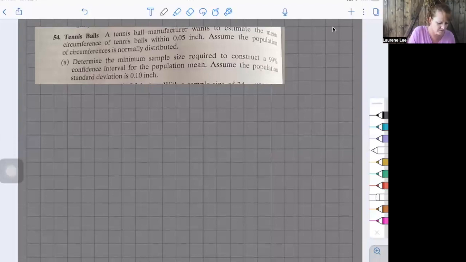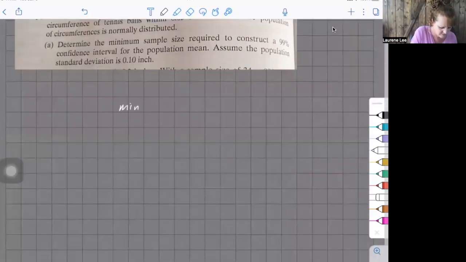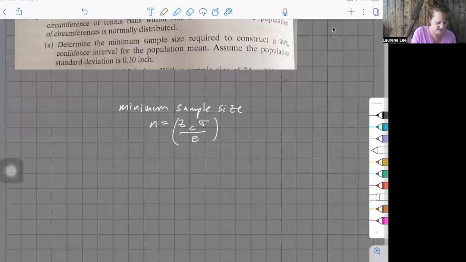The formula for the minimum sample size is n equals z critical times sigma divided by the error, and that whole quantity is squared. So if you know what you want your error to be and you know your confidence percentage, then you can calculate how big of a sample you want to pull in order to create the results that you're looking for. Okay, so let's do an example right here.